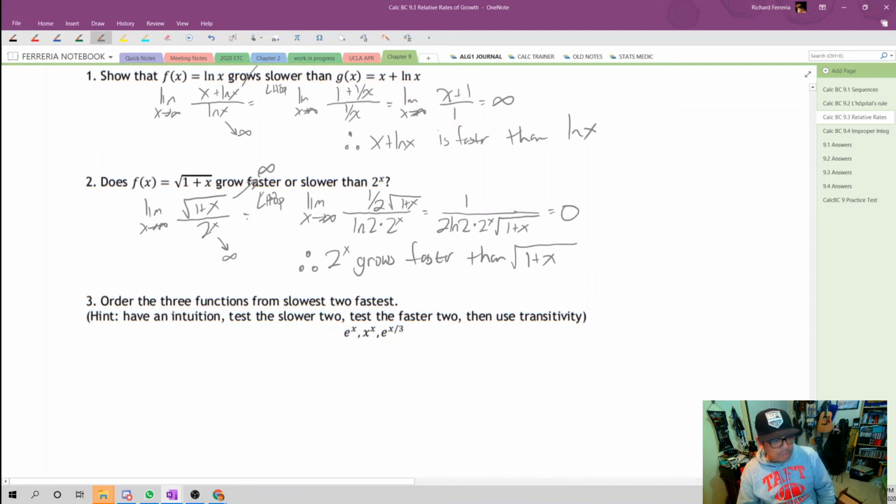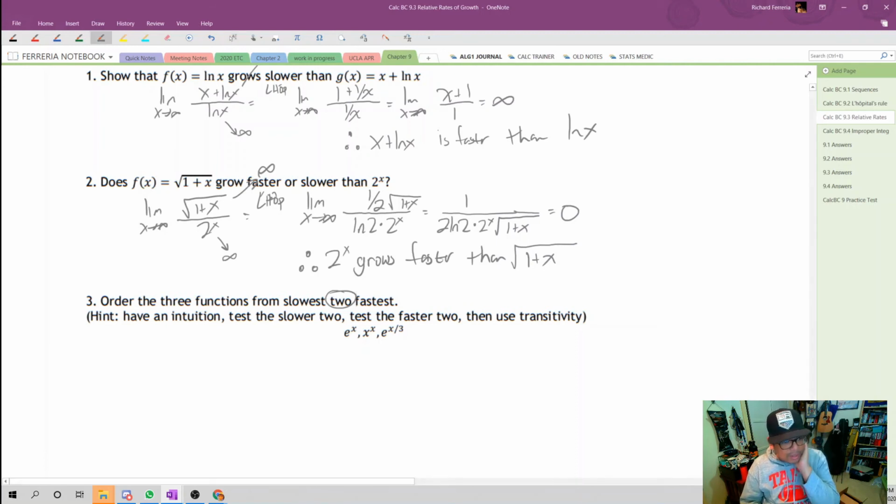Order these 3 functions from slowest to fastest. Look at that typo over there. Don't worry, that'll get fixed. So have an intuition. Which one of these do you think grows fastest? And then test the faster two, and then use transitivity to test the slower two. And then, put it all together.